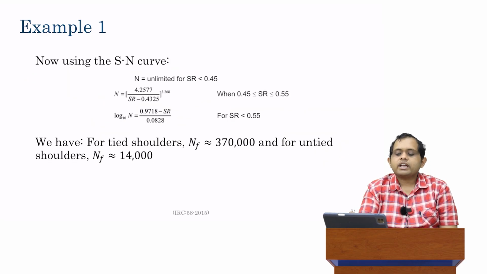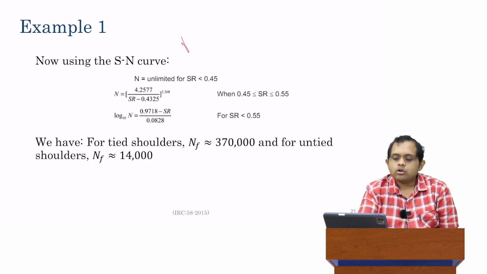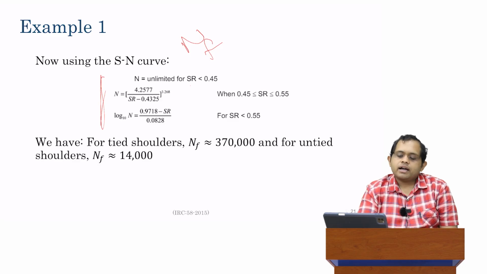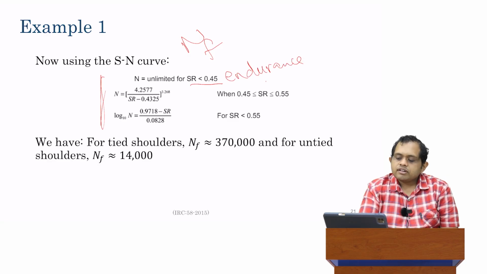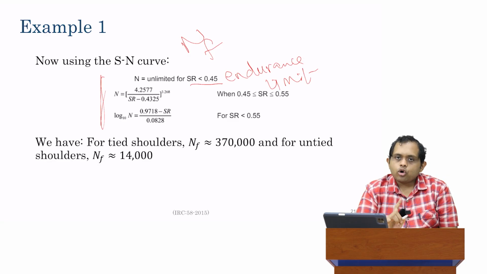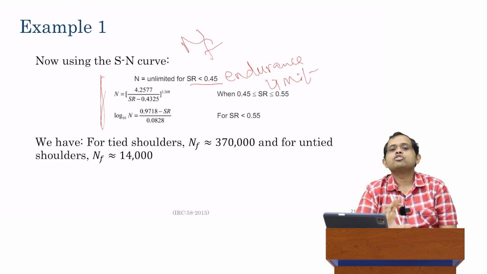Now the question asked to calculate the number of allowable repetitions, N or NF, there are different notations for it. This is the equation which is recommended to be used in IRC 58. Again, you can do these calculations. If it's less than 0.45, I reiterate, this is called the endurance limit. If it's less than 0.45, by the way, not all these SN curves have endurance limit. The version being used in the IRC code has it. The AASHTO SN curve does not have it.